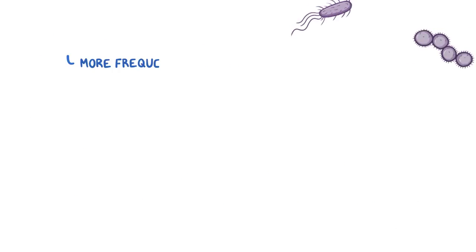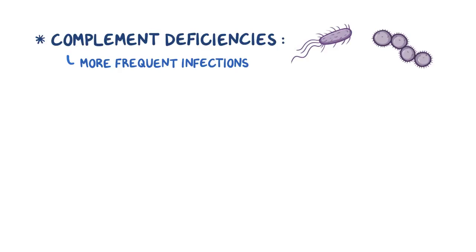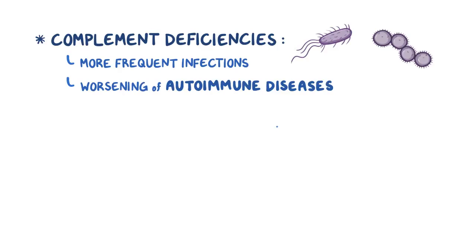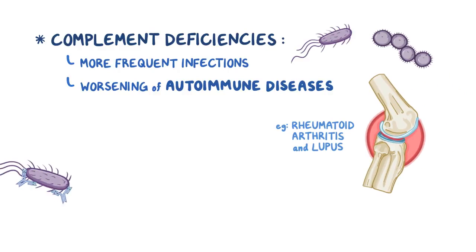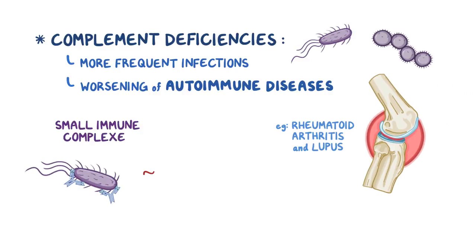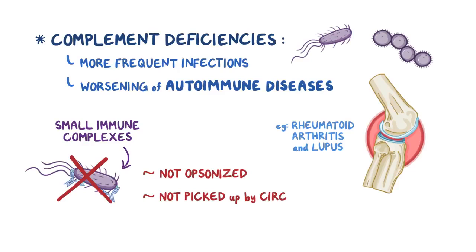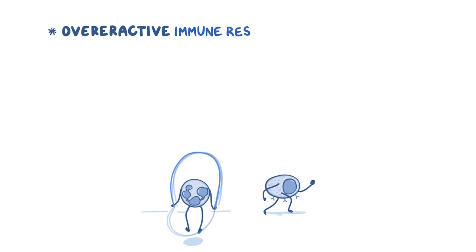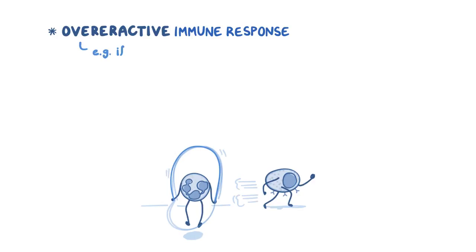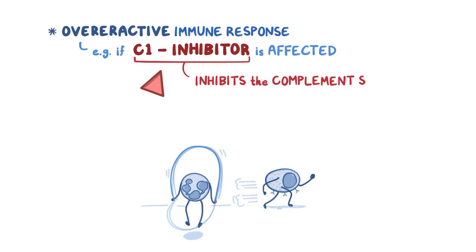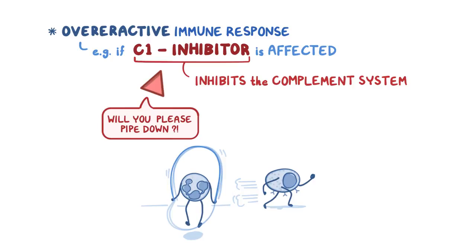In addition to more frequent infections, complement deficiencies can also lead to worsening of autoimmune diseases, like rheumatoid arthritis and lupus. That's because small immune complexes don't get opsonized or picked up by circulating immune cells, and they deposit in various tissues around the body. Complement deficiencies can also cause an overactive immune response, if the affected protein is something like a C1 inhibitor, which is a complement protein that normally inhibits the complement system. That's particularly helpful when it's time for the complement system to wind down.